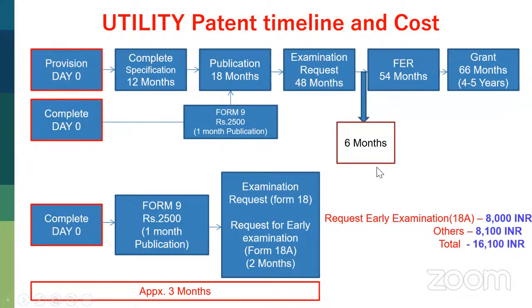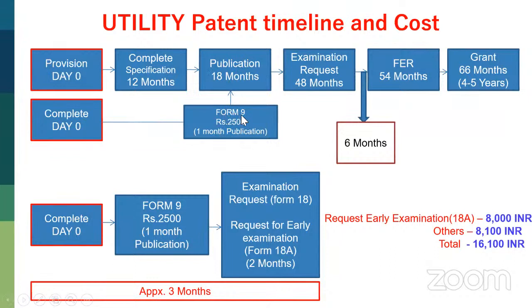Yeah, so this is a simple flow. Time is 11. Okay. So if this is a simple flow, how does this happen? Whether you are provisionally registering or completely registering your form, the provisional form will give you 12 months protection for the invention. After the 12 months, you can give the complete specification also. And publication happens after 18 months.